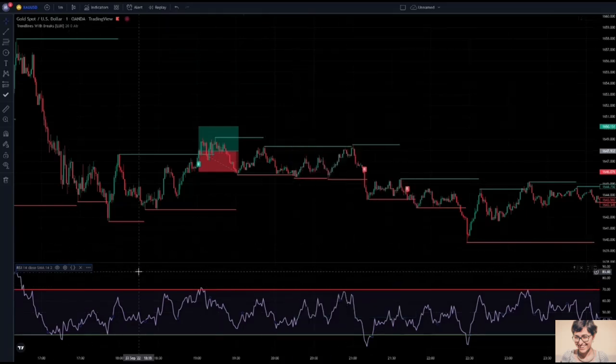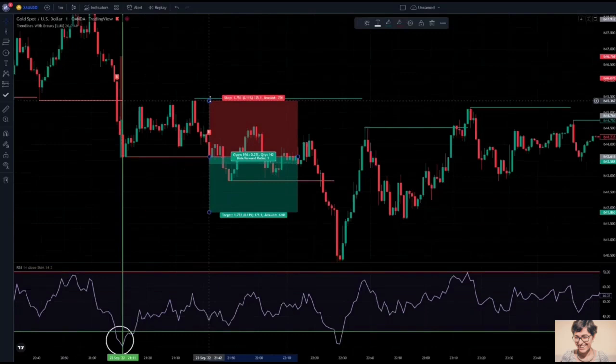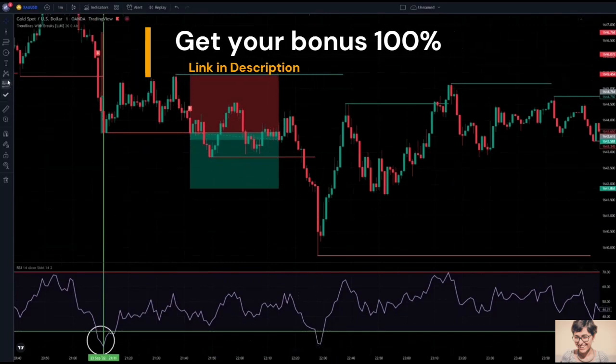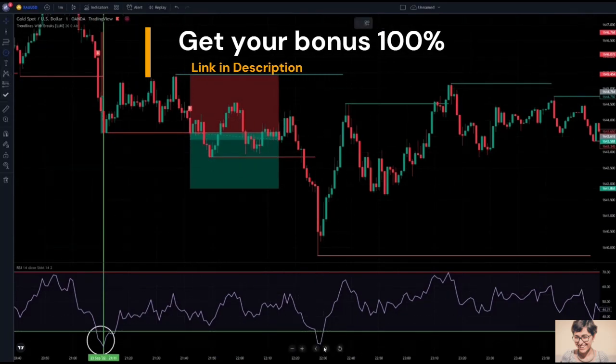We got the first target, which is the least risky one. The end of this candlestick would be our second target with medium risk, and this is the third target with the most risk. You saw how this indicator functions.